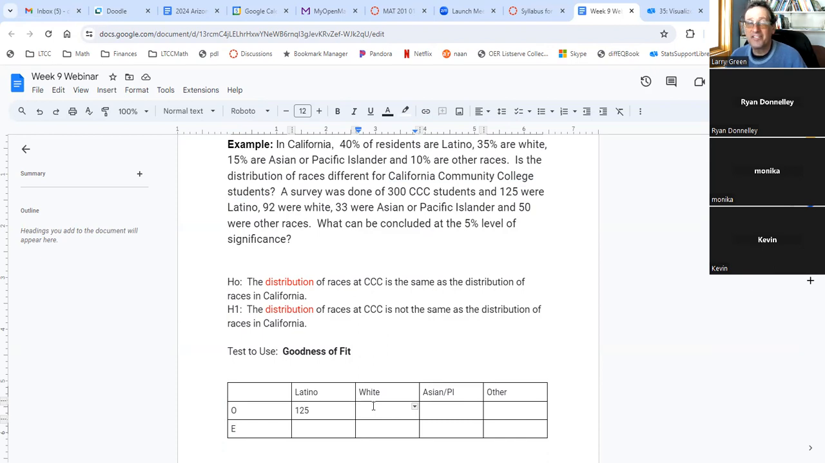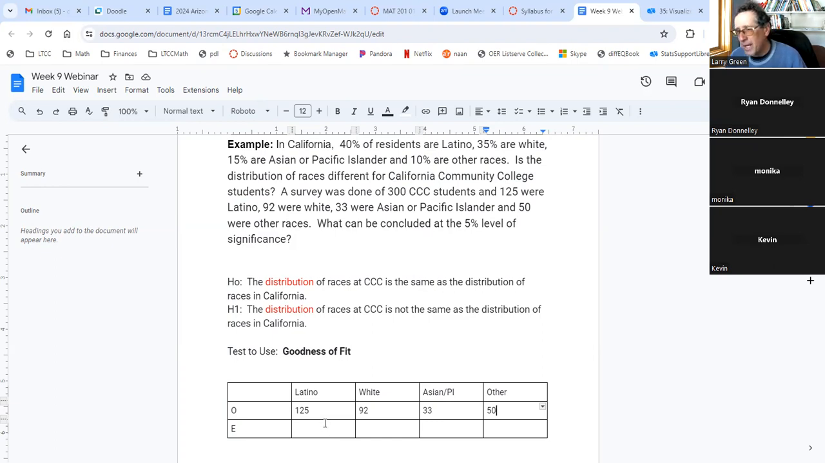Not a trick question. Should be obvious. Yeah, that's 92. And then the Asian Pacific Islanders are 33. And the others were 50. Any questions on that? Okay, then we have the expected.